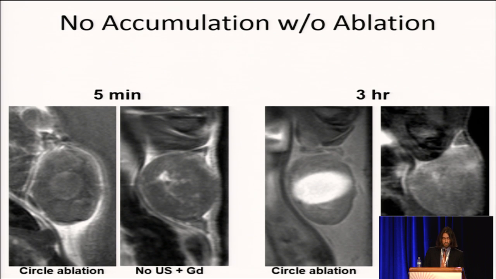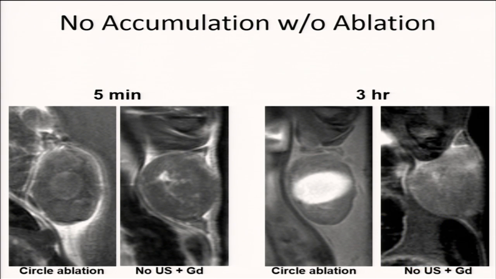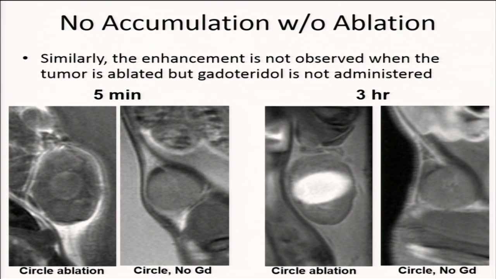There was no accumulation observed for animals that received gadoteridol but did not receive ablation, either at 5 minutes or at 3 hours. So this leads us to believe this is not an effect just of the normal tumor vasculature. And likewise, there's no enhancement seen when animals are ablated but they're not given gadoteridol, so this isn't necessarily something that's occurring due to edema from the ablation procedure itself.